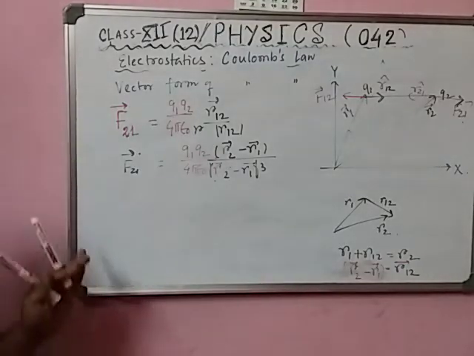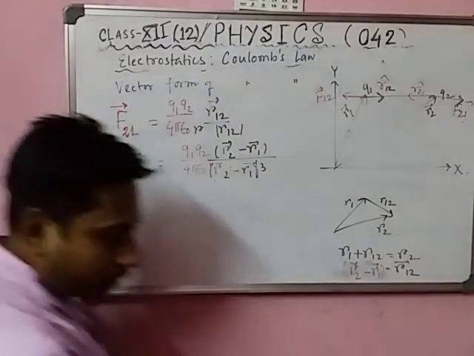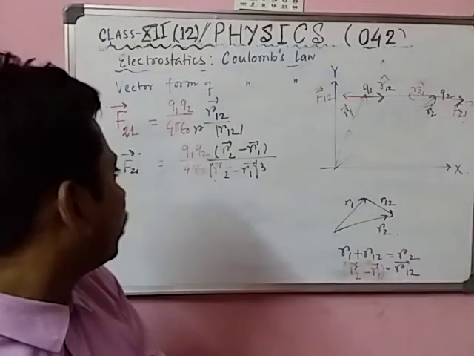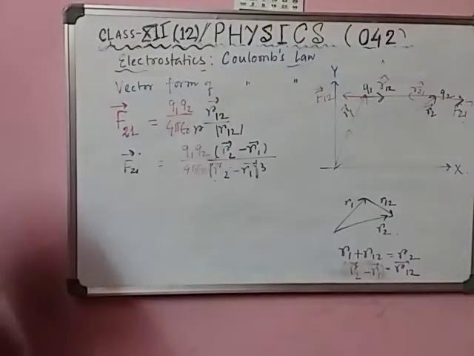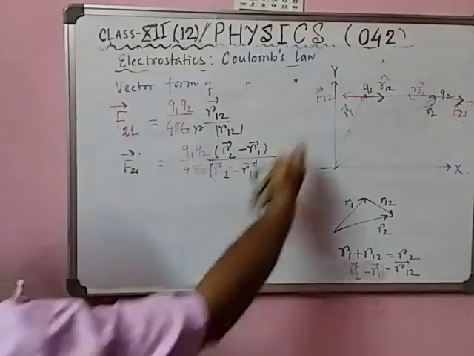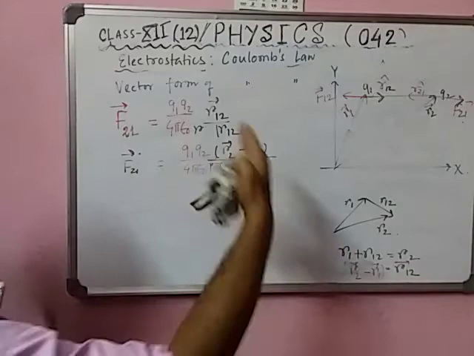So this is a more correct way you can write. Please pause the video and copy it properly. It's your job to write F12. See, I already kept it empty. So you just write down F12, force on 1 due to 2.